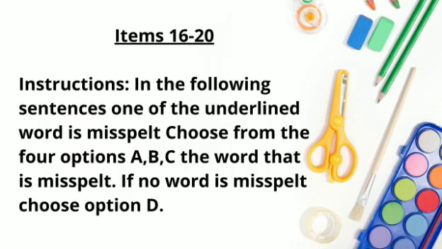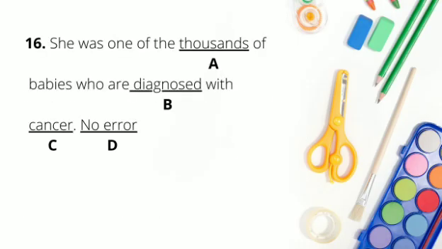Moving on to items 16 to 20. Instructions. In the following sentences, one of the underlined words is misspelled. Choose from the four options A, B, C, the word that is misspelled. If no word is misspelled, choose D. You can always go ahead and check out the spelling error videos that I did.